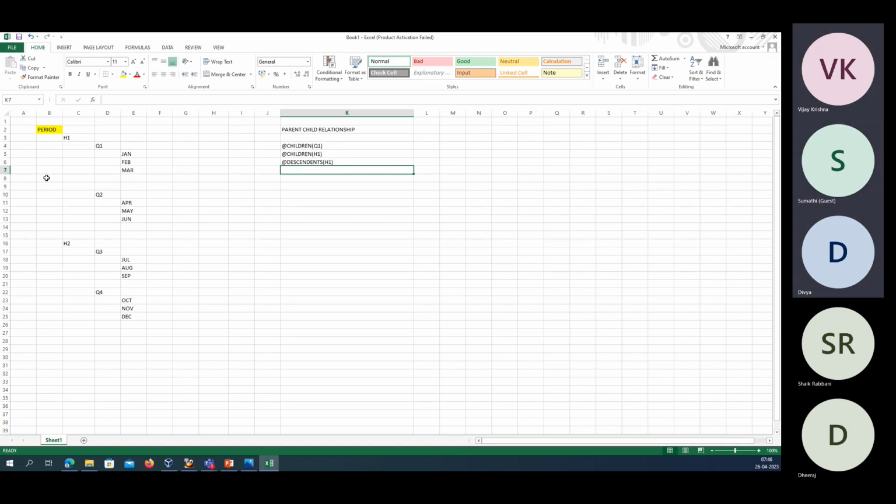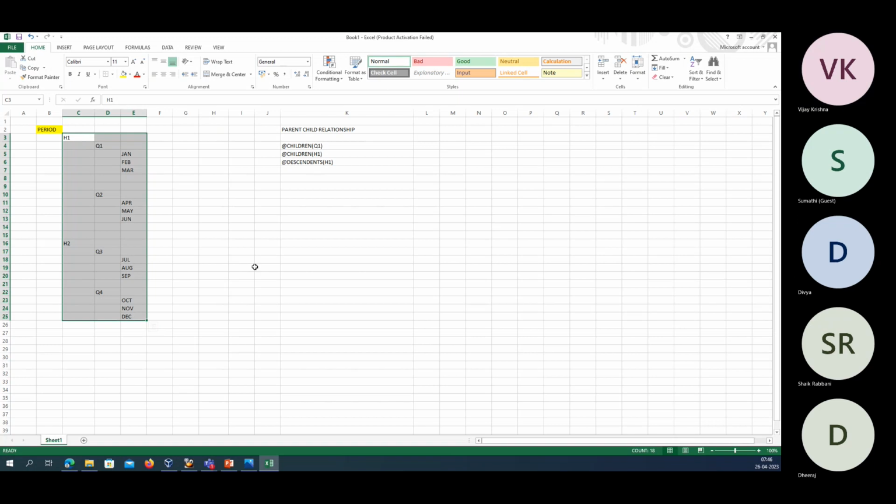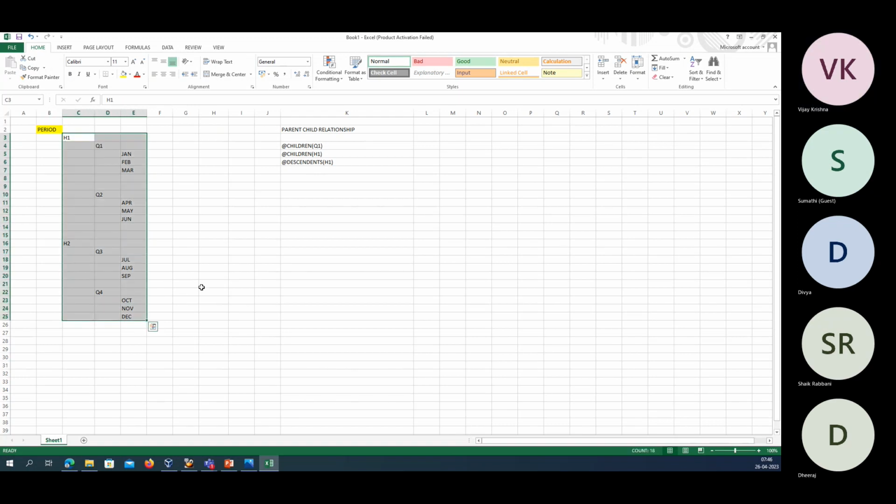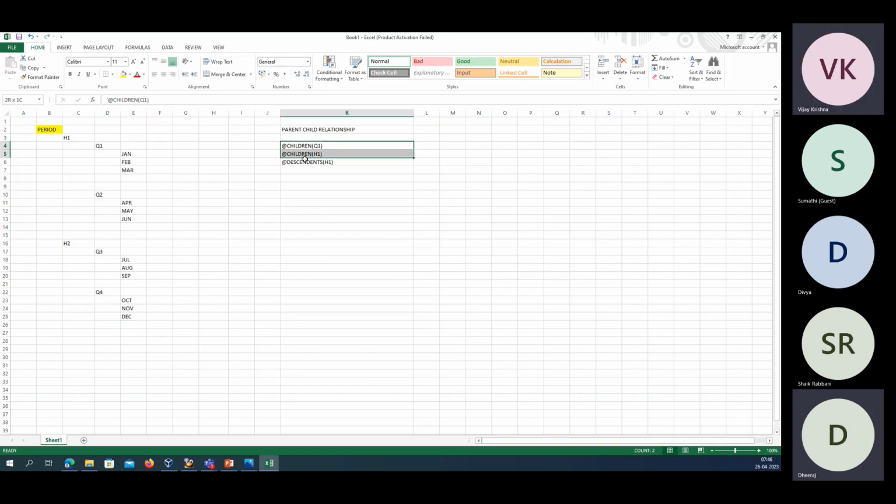H1, quarter, half year 1. It will bring the complete hierarchy, correct? Understood? If I say descendants of period, it will give me everything. I'm referring to the complete hierarchy. Clear? So that is how you refer to a member. Okay, so this is how we are referring.